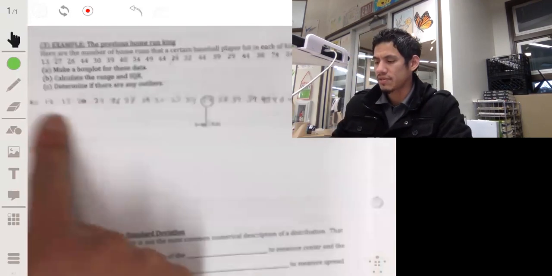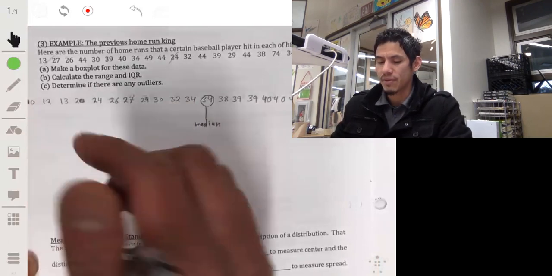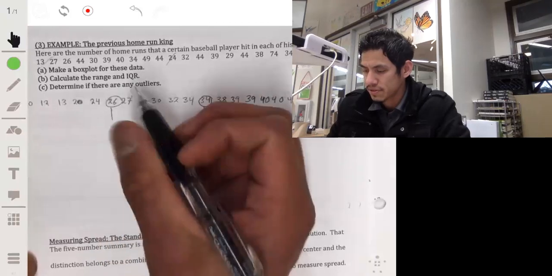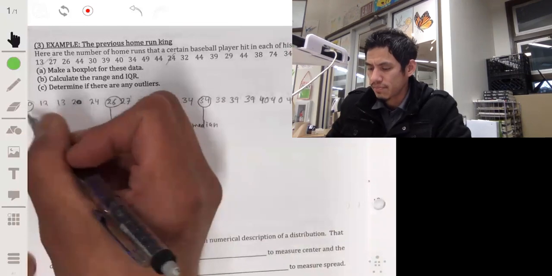Then we have 11 values to the left. So Q1 will be the middle of those 11 numbers. So it'll be the 6th value. 1, 2, 3, 4, 5, 6. So that'll be our Q1. And this will be our minimum.